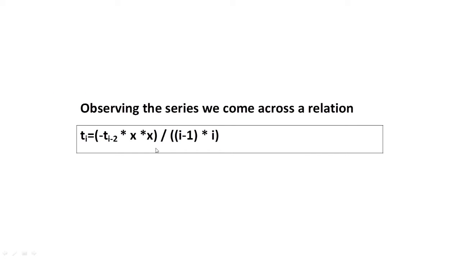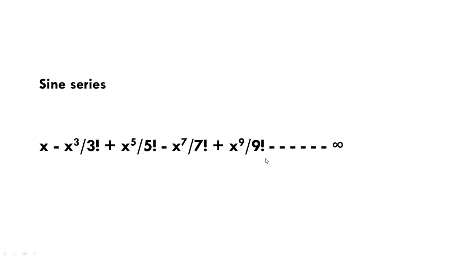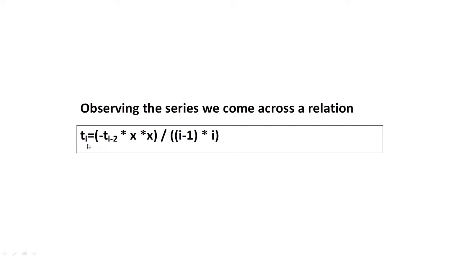Now observing the series, we come across a relation, a formula. What that relation says is Ti equal to minus of Ti minus 2 into x divided by (i minus 1) into i. If you want to understand this relation, we need to consider an example.